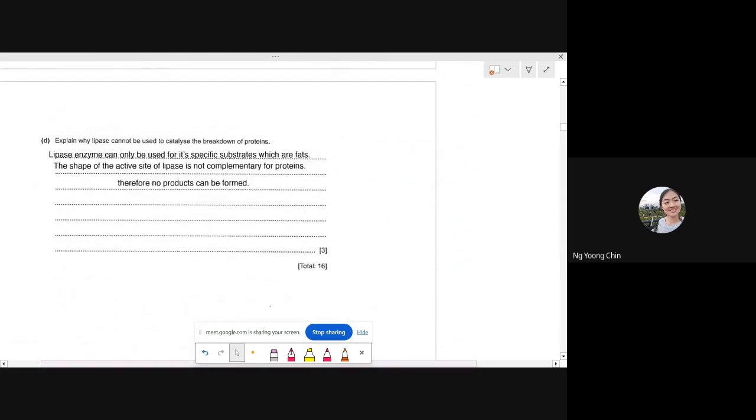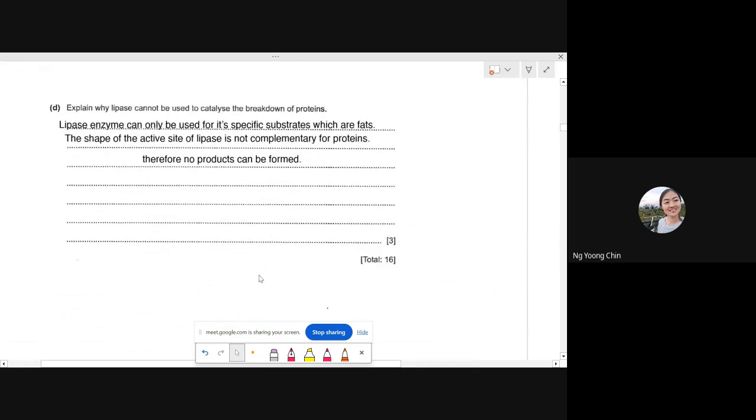And then we continue. Sorry, today we might end a bit late, but I hope I can discuss all of the questions. Explain why lipase cannot be used to catalyze the breakdown of proteins. Because lipase enzyme can only be used for a specific substrate, which is fats. Yes, the shape of the active site of lipase is not complementary to protein. There's no product being formed. Okay, this is correct. I think I can give you at least 2 marks out of 3 marks, okay? Maybe you can continue adding to the answer.